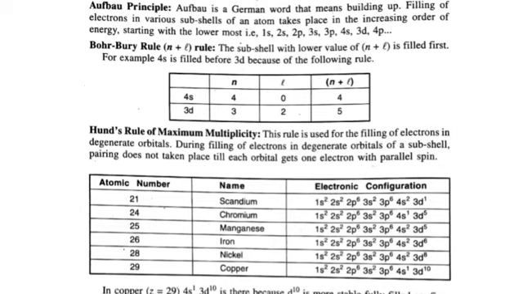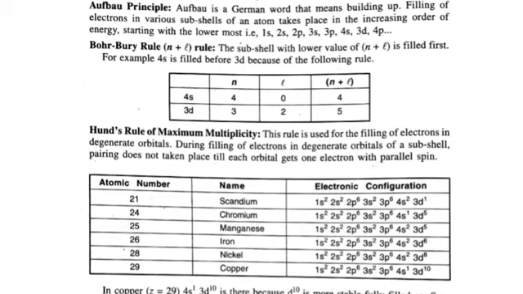Bohr-Bury rule, the n plus l rule. The subshell with the lower value of n plus l is filled first. For example, 4s is filled before 3d because of the following reason. You can see here 4s and 3d. The n value of 4 is 4 and of 3 is 3. The l value of s is 0 and d is 2. So the n plus l value for 4s is 4 and for 3d it's 5. So first the 4s electron will be filled and then the 3d electron will be filled.